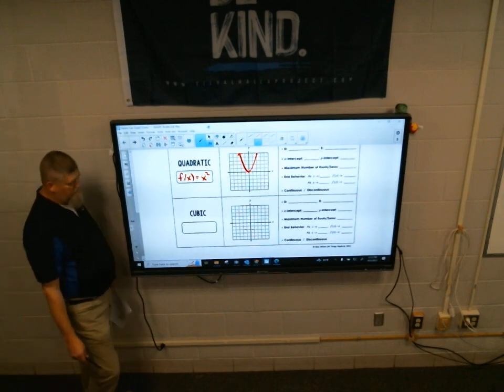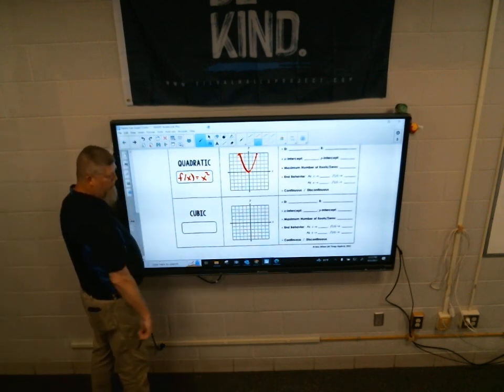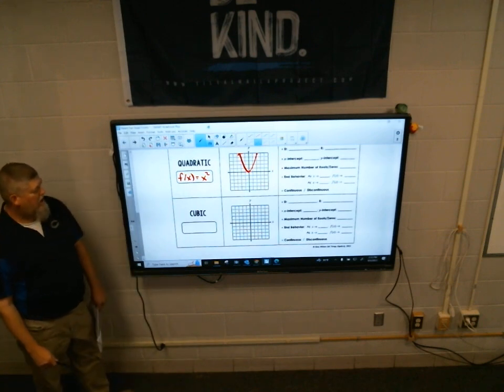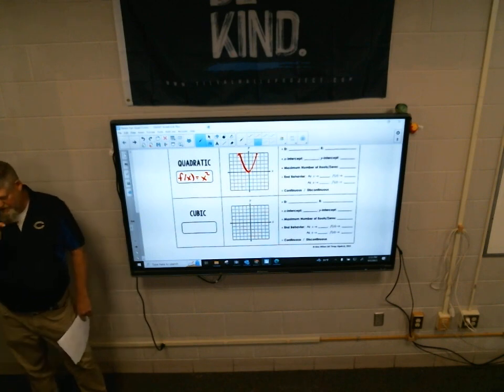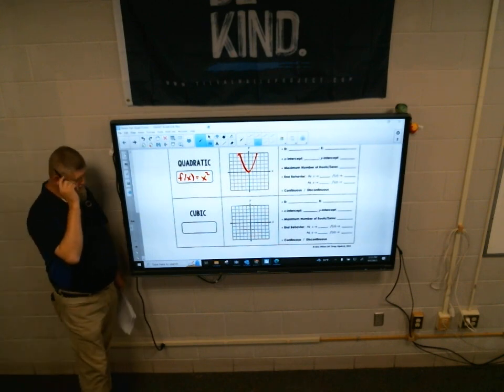I mean, think about it. If I put a 2 here, what's 2 squared? So it goes through 2, 4. And then you just reflect it, negative 1 squared is 1. Negative 1, 1, negative 2, 4.